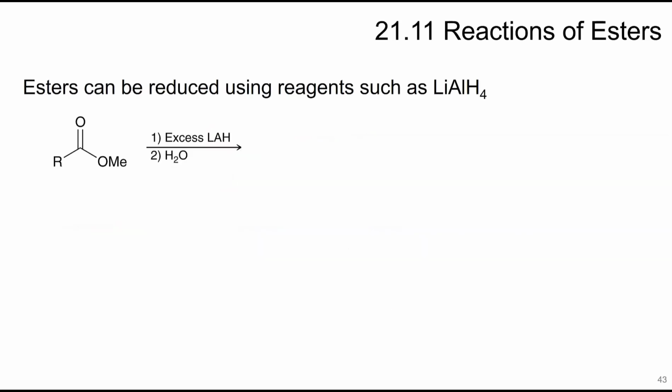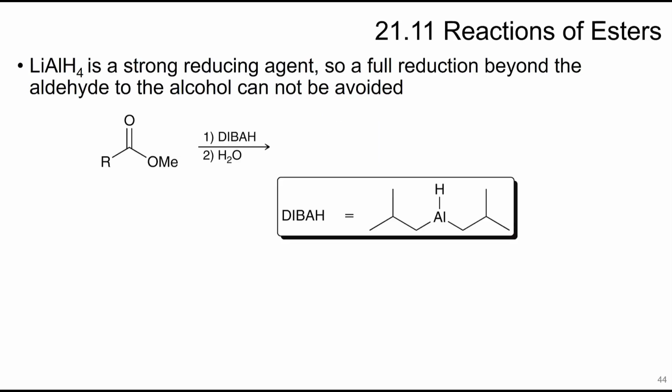We can reduce esters using lithium aluminum hydride, which we saw in earlier chapters. So we get the OH plus methanol. That's with excess lithium aluminum hydride. And we can also reduce them to the aldehyde using DIBAL. That one stops at the aldehyde. So this is a bulky aluminum reagent, just like we saw earlier with the lithium, that will stop at the aldehyde. DIBAL stands for diisobutylaluminum hydride. It's also sometimes written as DIBAL-H.